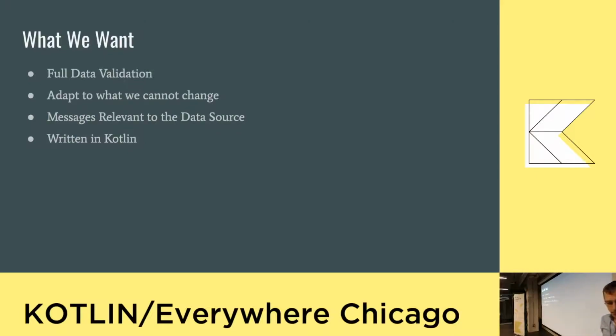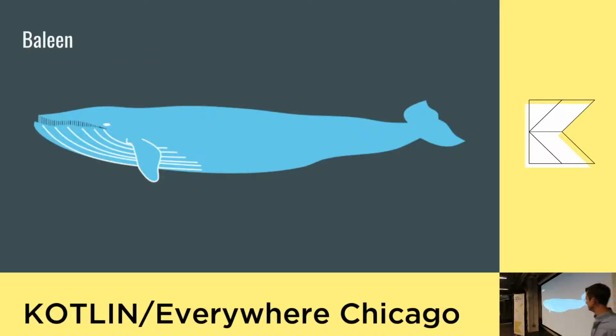So ShopRunner took all these ideas and we created an open source library called Baleen. Now it's called Baleen because baleen are the hairs in a whale's mouth, and they separate out the krill, or the food, from all the water and everything else. Similarly, Baleen, the library, helps separate the good data from the bad data.